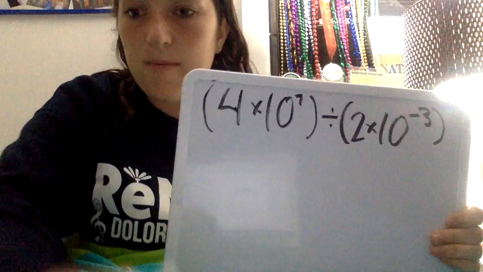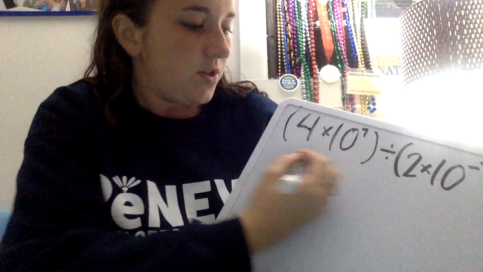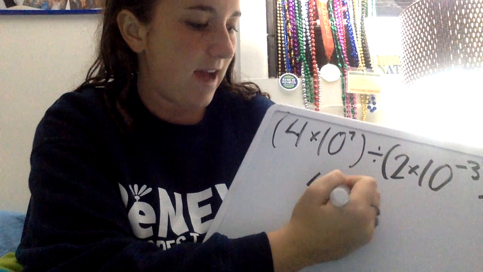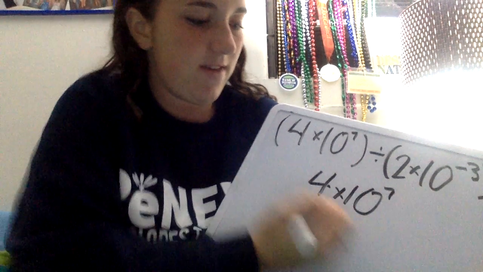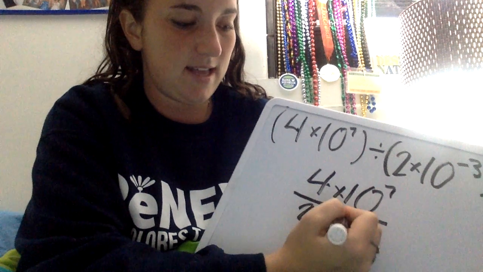All right, for the next problem, we have division. We're dividing this by this. So I can also write division how? Yeah, I can also write it as a fraction. So I can do 4 times 10 to the 7th over 2 times 10 to the negative third.